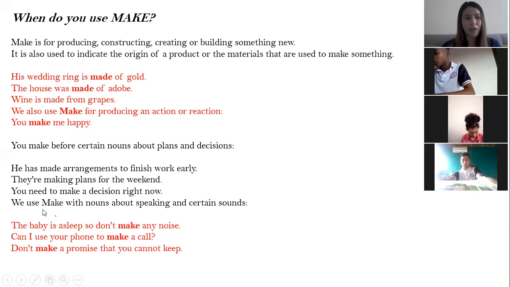And we use make with nouns about speaking and certain sounds. The baby is asleep, so don't make any noise. También lo utilizamos con nombres cuando estamos hablando sobre sonidos específicos. The baby is asleep, don't make any sound, no hagas ruido. Can I use your phone to make a call? ¿Puedo tomar tu teléfono para hacer una llamada? Don't make a promise that you cannot keep. No hagas una promesa que no puedas cumplir.